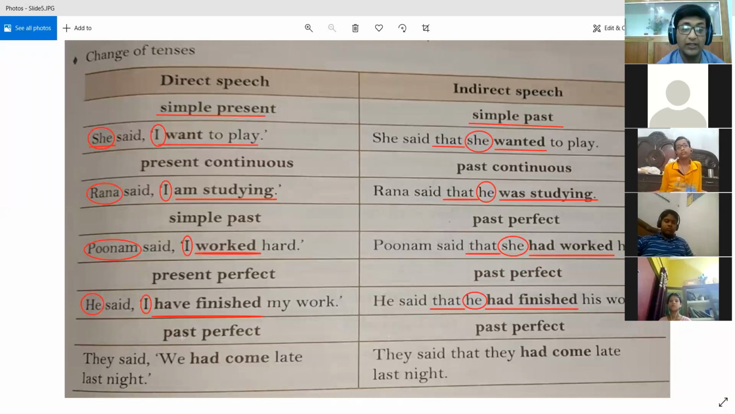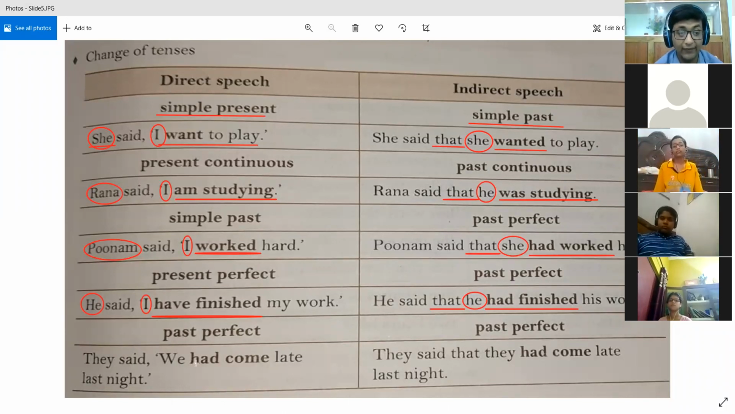Now we come to the case of past perfect. What happens to past perfect tense? Past perfect tense also remains as past perfect only. So you can see simple past changes into past perfect, present perfect changes into past perfect, and past perfect remains past perfect. So in a lot of cases, it is past perfect only, right?